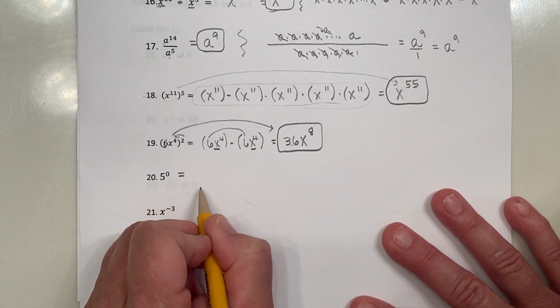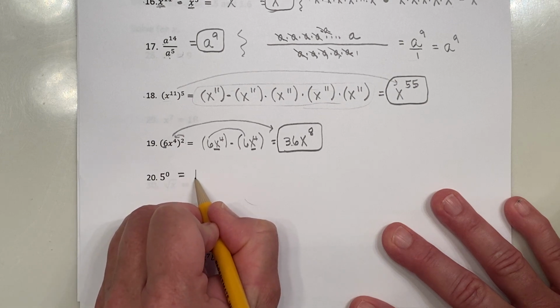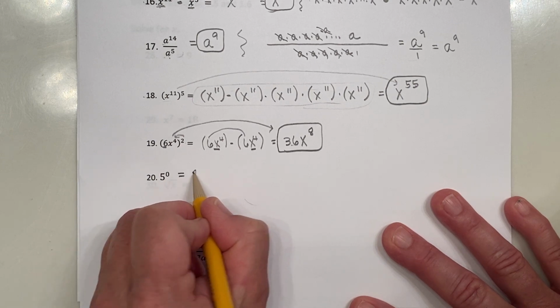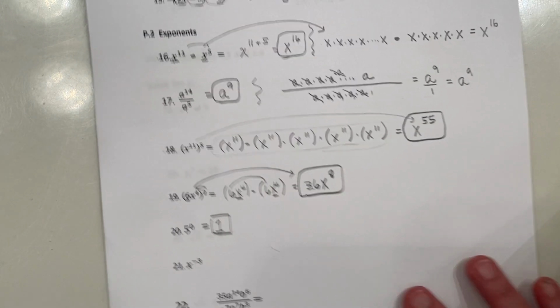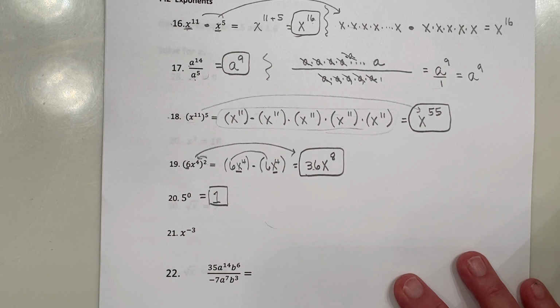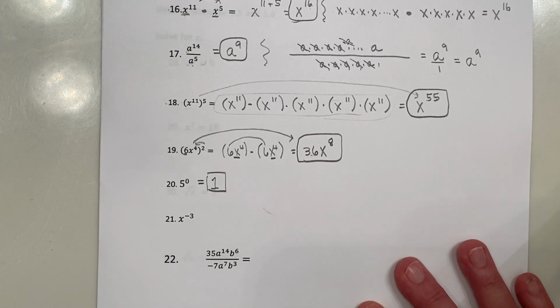Is it 5? Is it 0? No. Any number to the 0 power is 1. That might be a good thing to memorize, maybe something to write down. Anything to the 0 power is equal to 1. Okay, so what's the math on that?